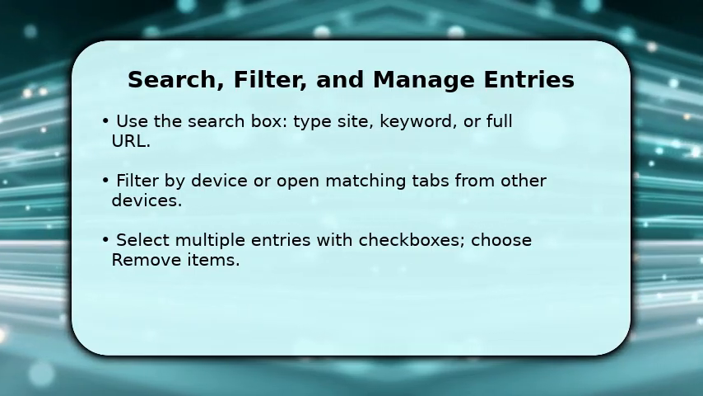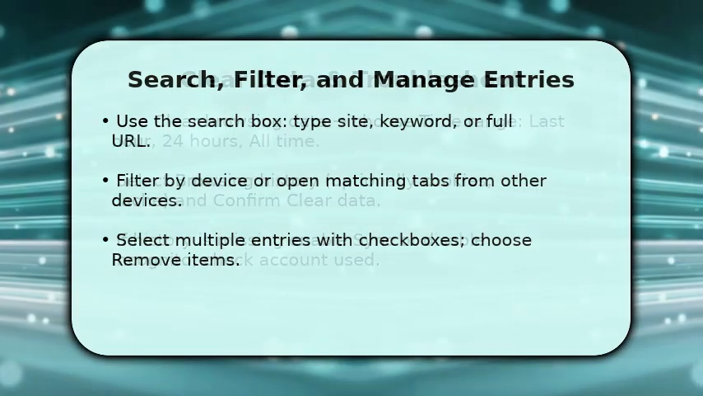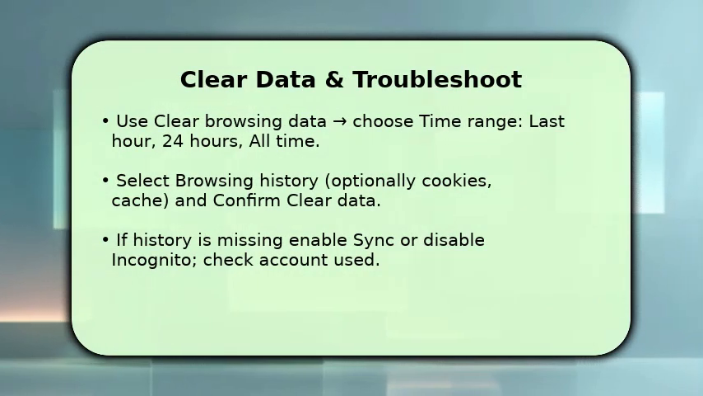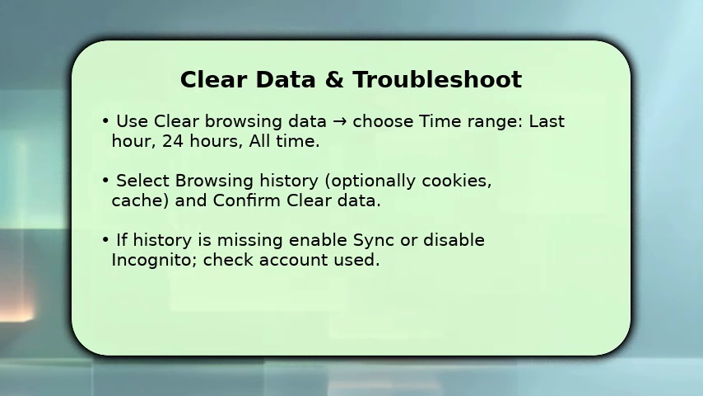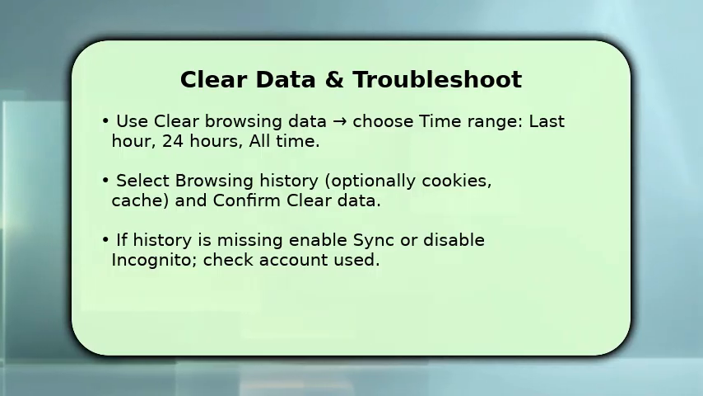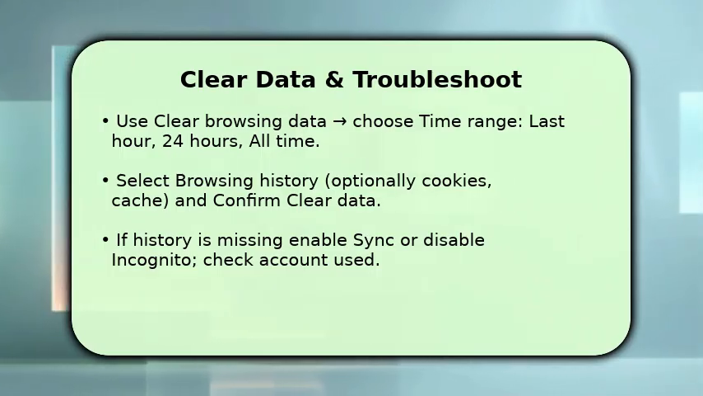Finish by removing broader history if needed. Open clear browsing data, pick a time range such as last hour or all time, then check browsing history and any other items to remove before you confirm clear data. Once cleared, make sure to sign back into the correct Google account if you expect synced entries.